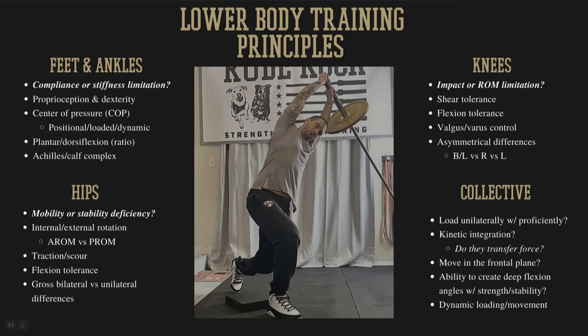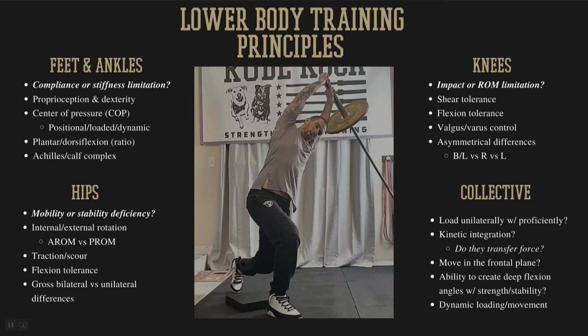For the knees, impact or range of motion limitation. So we are looking again to two simple objective traits or abilities, and which one is more glaring. Are they having more trouble achieving deep ranges of flexion because of a range of motion limitation, or are they having more trouble with something like repetitive impact stress during plyos or running?